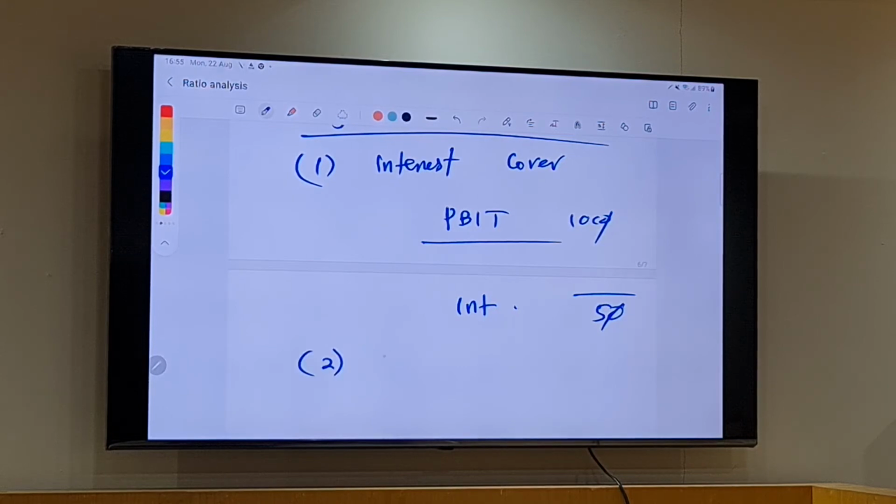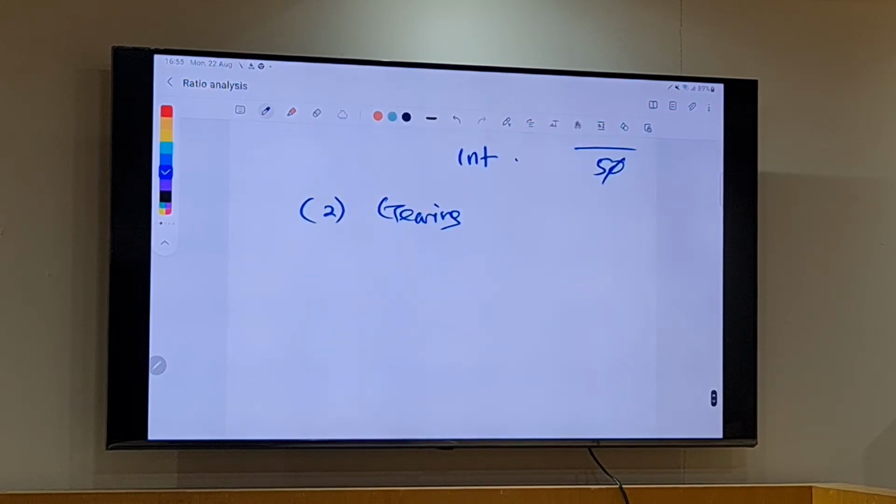Number 2, gearing. What is gearing? What we call that, debts divided by debts plus equity into 100. Meaning non-current liability, loan, lease, finance, put everything together here. And then divide by the same total plus the equity. You all know what the equity is: share capital and reserves. So into 100 you will get the gearing.